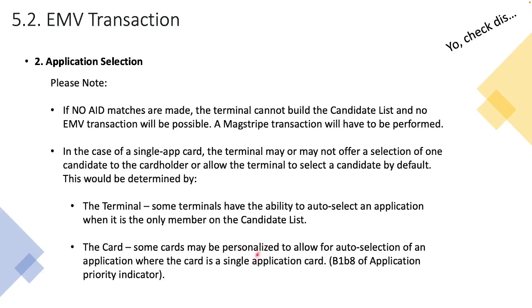So between the two, if they both allow, obviously, for auto selection, then in the event that there was only one mutually supported AID available in the candidate list, it wouldn't even appear to the user for selection. The terminal would just select it automatically, and the transaction would proceed onto the next step.